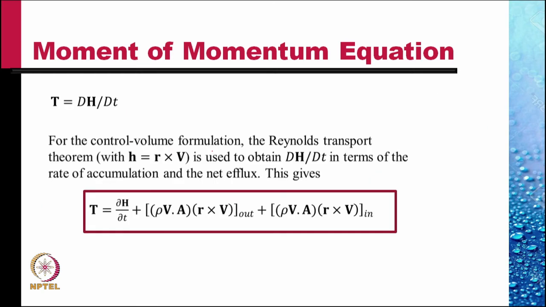For a control volume formulation, the Reynolds transport theorem with the specific value of the moment of momentum h equal to r cross v, that is the moment of momentum per unit mass, then dh by dt is obtained in terms of the rate of accumulation and the net efflux of momentum. So we get the equation for a control volume as T is equal to dH by dt, which is the rate of accumulation of momentum within the control volume, plus the net efflux of momentum across the control surface at the inlet and outlet. We again would use the same sign conventions as we use for momentum.